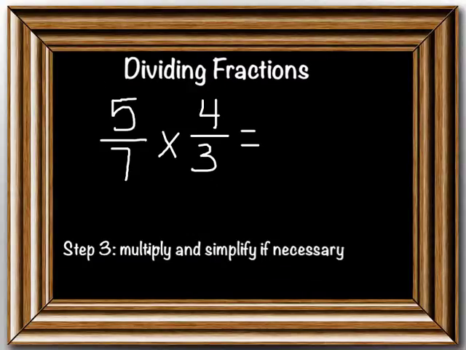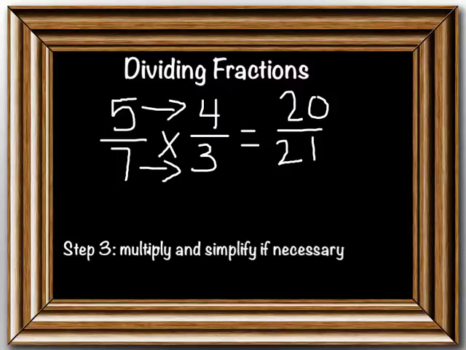Okay, so now we flipped our fraction and we can actually multiply. Again, you just multiply straight across for the numerator and straight across for the denominator. So 5 times 4 is 20, and 7 times 3 is 21. All right, so it says multiply and simplify if necessary.